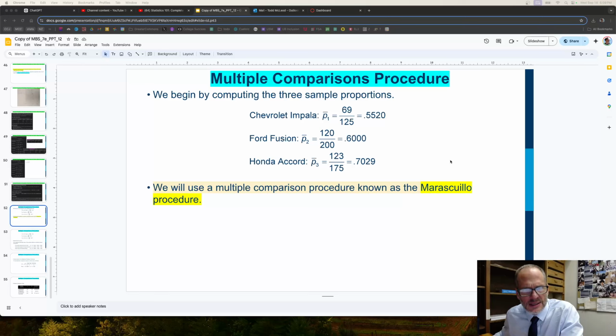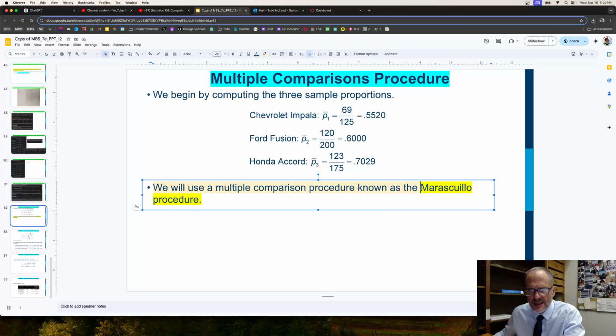All right, so now we're going to take a look at multiple comparisons procedure, and we'll use a multiple comparison procedure known as the Marascuilo, I don't know how you say that, procedure. But if I wanted to know how to say that, you got any ideas?